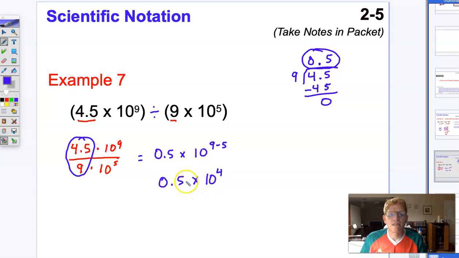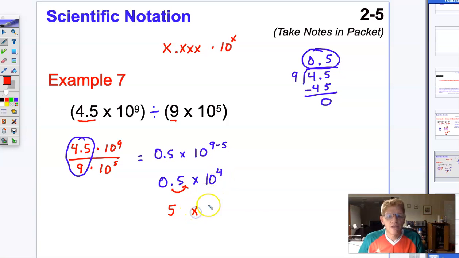But is this in proper scientific notation? No, it's not. That means we have to adjust it. We're going to have to move our decimal point one space to the right to get our proper scientific notation, right? So it looks like your number, your decimal, any of your significant digits times 10 to the something power. So when we move that to the right, that's going to give us 5. And we have to adjust our exponent on our 10. So that would give us 5 times 10 to the what? Well, since we had to move our decimal to the right, we're going to decrease this number. So that's 5 times 10 to the 3rd.